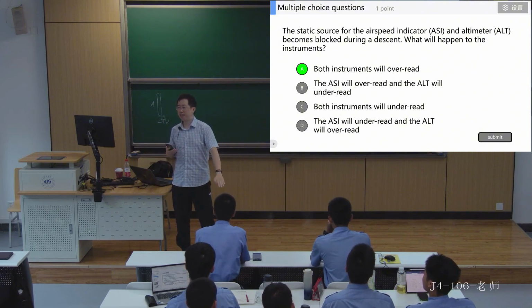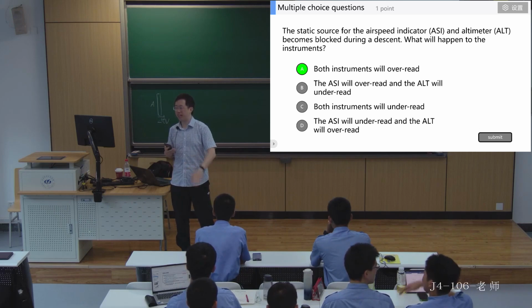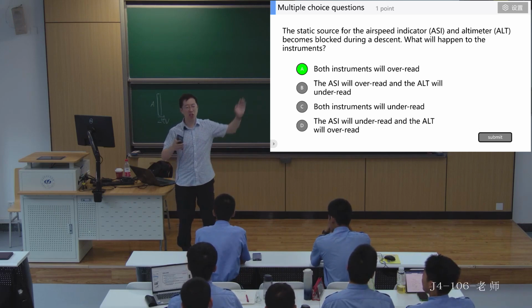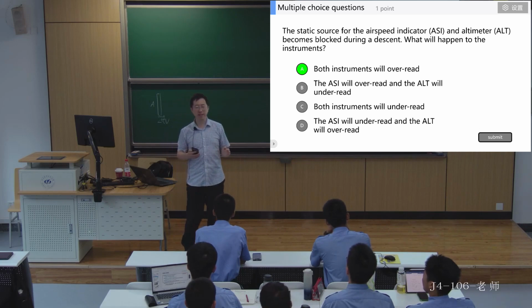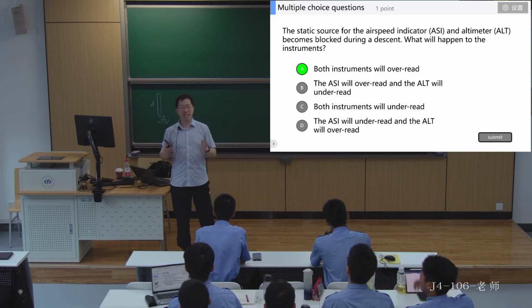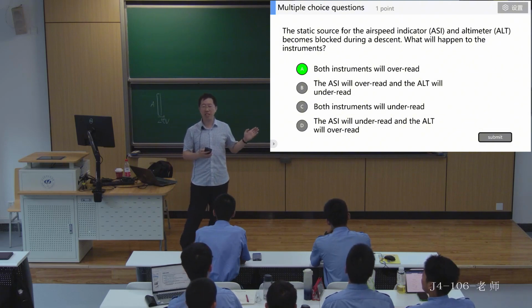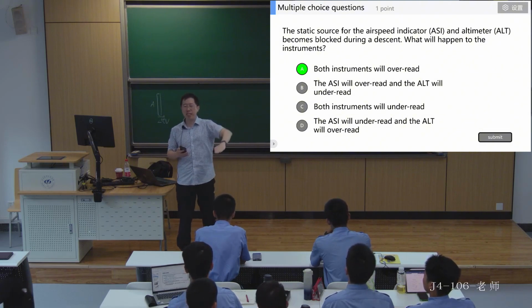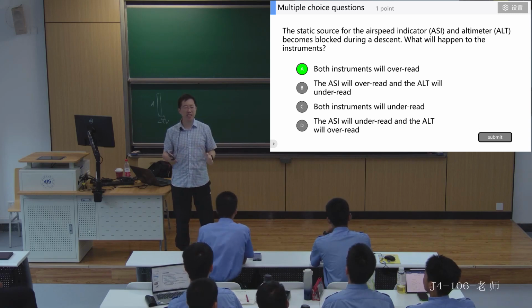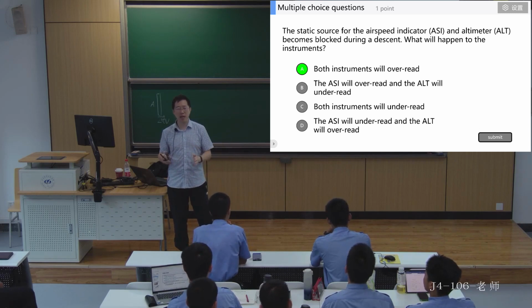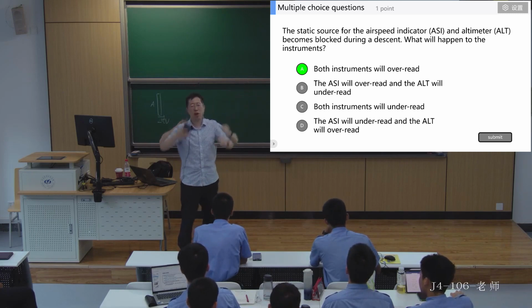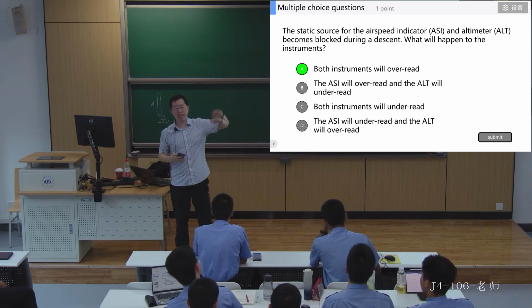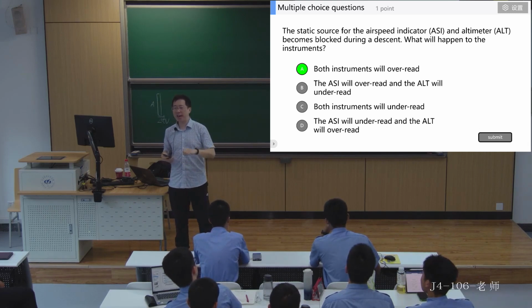What happens to the pressure? What is the relationship between the static pressure inside the pipeline and the actual external static pressure? The static pressure inside the pipe should be less than the external pressure, right? Because the lower the altitude, the static pressure of the free stream should be greater, right? Once it is blocked, it no longer changes with your altitude. Therefore, during the descent process, its static pressure should remain unchanged, right?